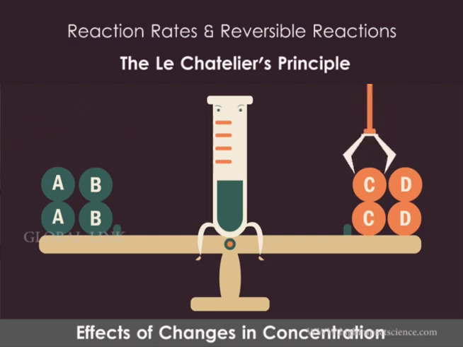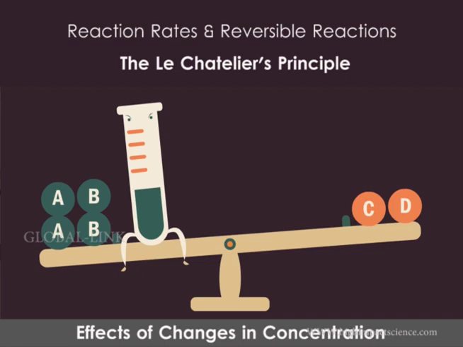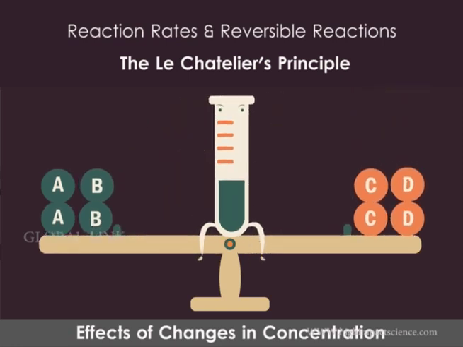What if we removed C and D as they are being produced, or if the concentration of C and D is decreased? The system is now stressed and is no longer at equilibrium. To counteract the stress, more C and D are produced so that the equilibrium shifts to the right.